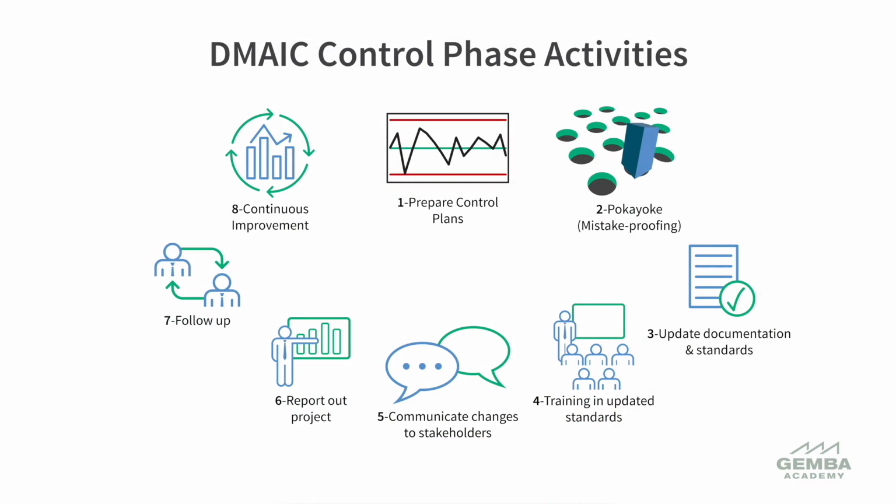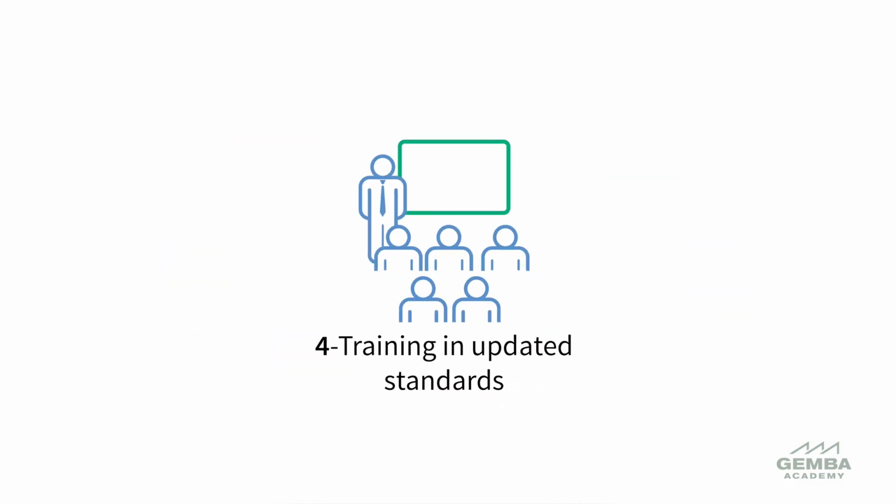The fourth activity is to update existing training programs and train people in the new process. The goal is to ensure that everyone is competent in the new standards, documentation, and mistake-proofing methods. This includes updating any relevant training programs and materials for new hires.